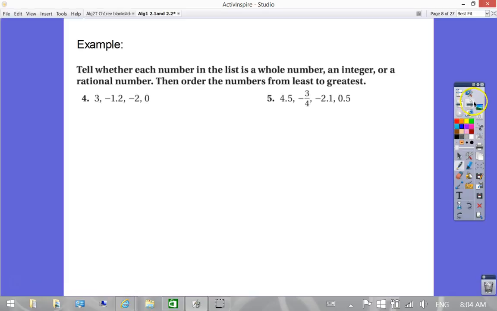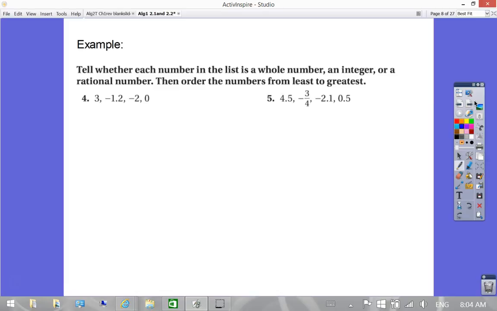Let's see. So here's an example. Tell whether each number in this list is a whole number, an integer, or a rational number. And then order the numbers from least to greatest. This is my example to do for you.